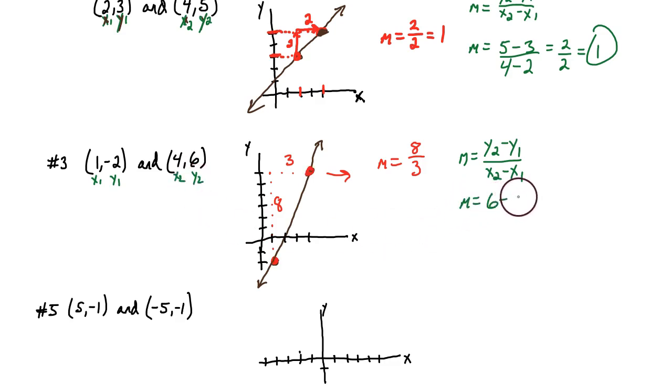y2 is 6. y1 is negative 2. x2 is 4. x1 is 1. Let's evaluate this. 6 minus negative 2 is 8, and 4 minus 1 is 3. We get the same answer.